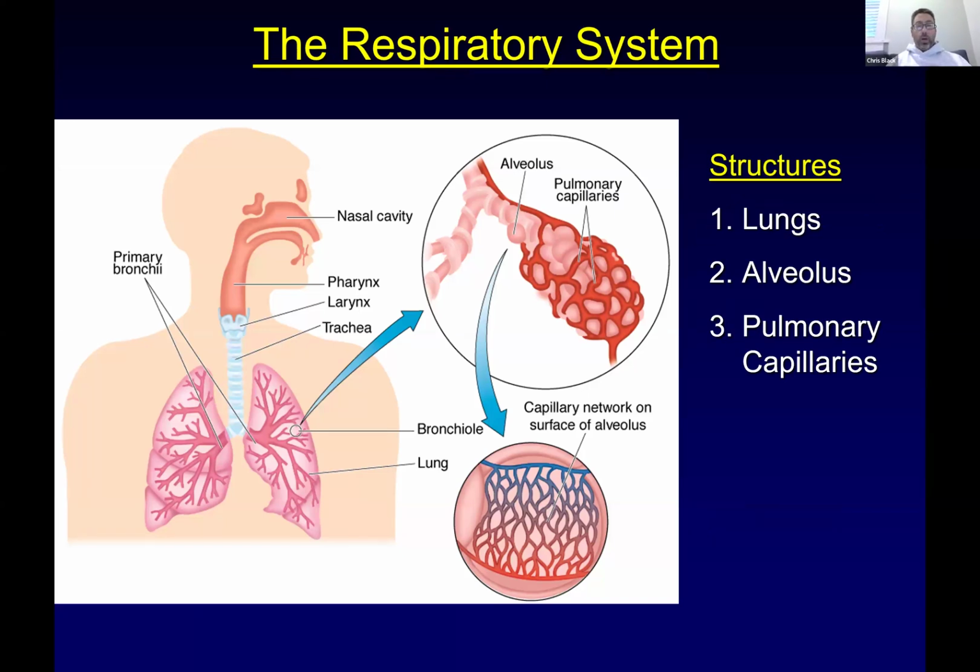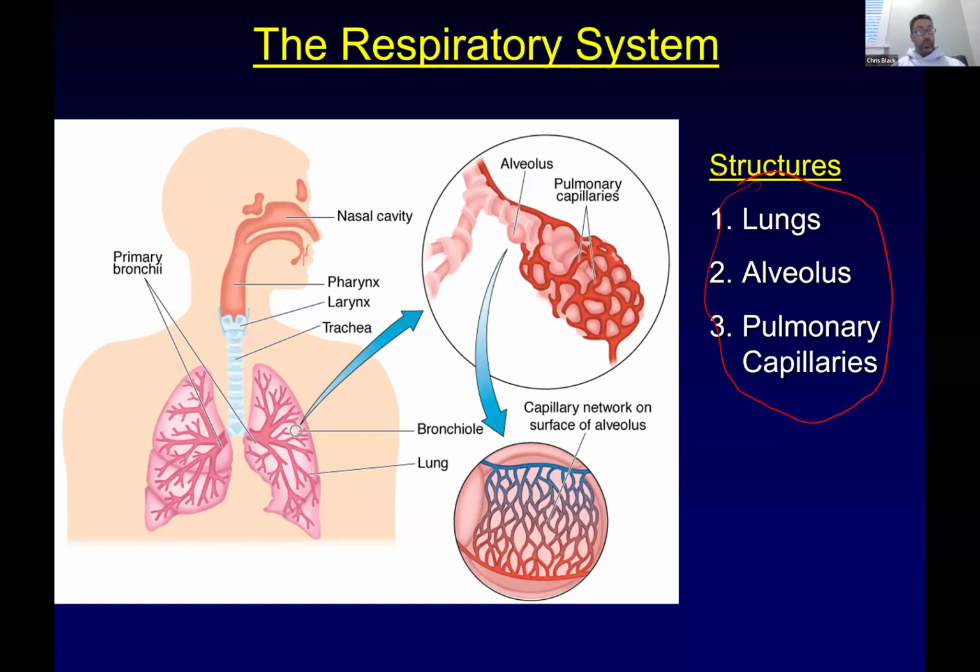All right. So in talking about pulmonary ventilation, we need to talk about the lungs a little bit. I know you guys have seen all of this. I only really want you to know these three structures, okay? The lungs, the alveoli, and the capillaries that are going to surround all of those alveoli. That's really going to be the only piece of this.